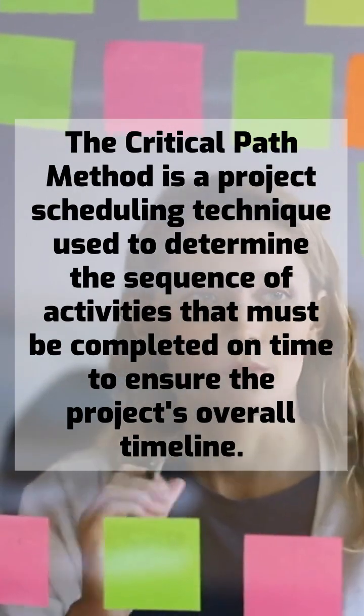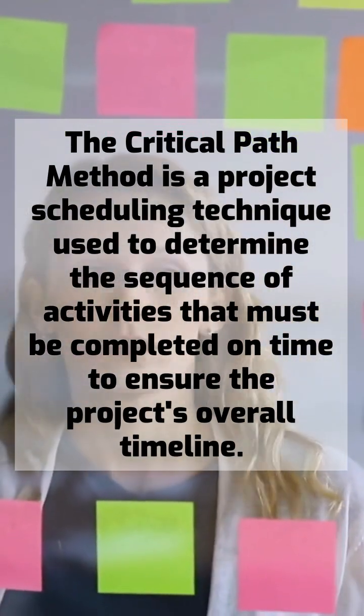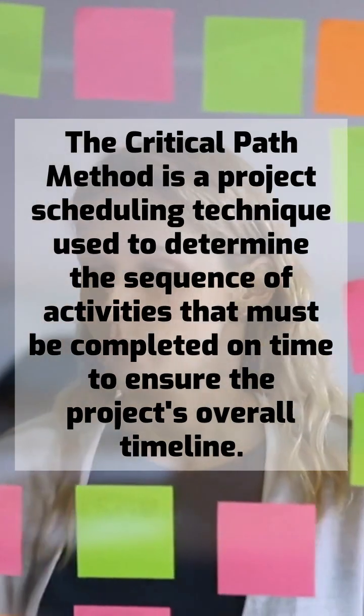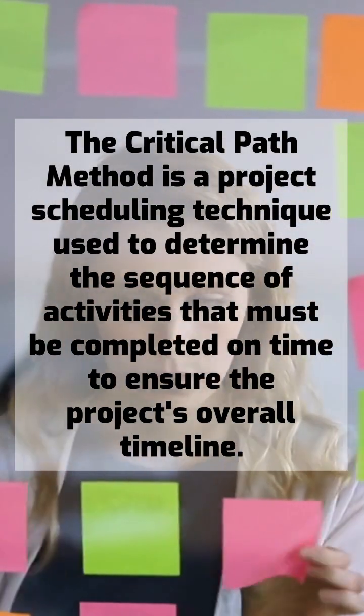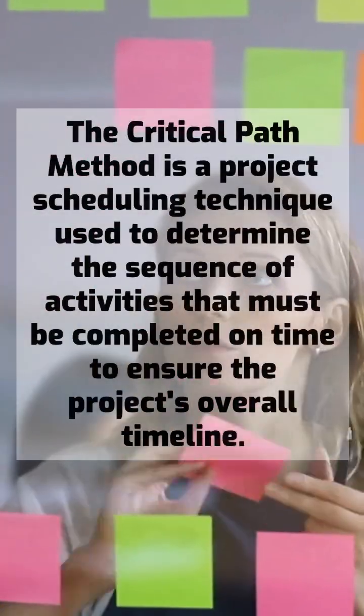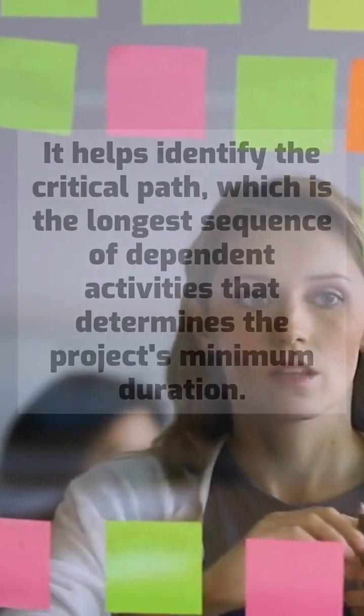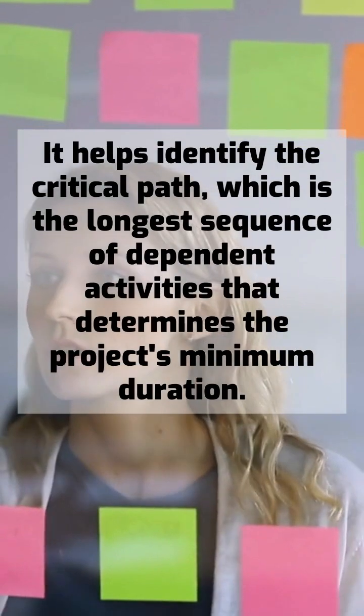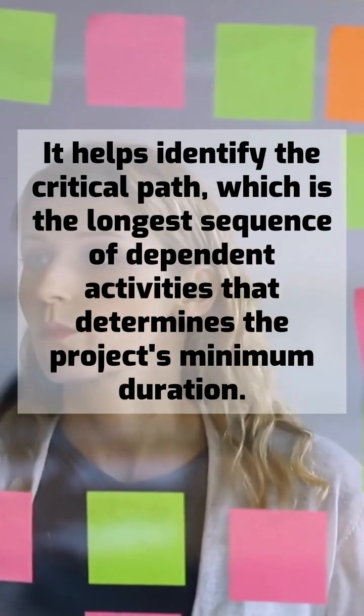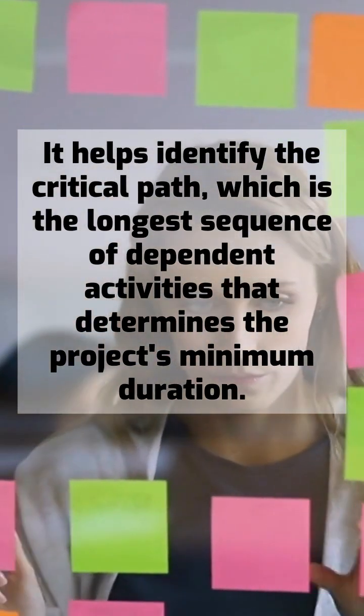Explanation of the critical path method. The critical path method is a project scheduling technique used to determine the sequence of activities that must be completed on time to ensure the project's overall timeline. It helps identify the critical path, which is the longest sequence of dependent activities that determines the project's minimum duration.